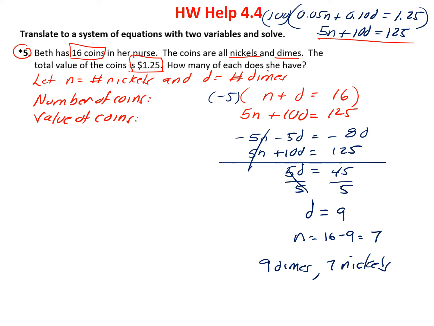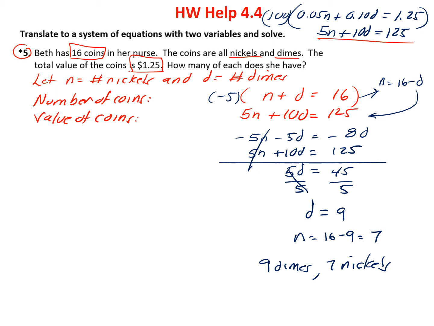Now someone may say, well, I would prefer to do substitution. Okay, well, let's do that. I could take this here, and I could say, okay, the number of nickels equals 16 minus the number of dimes. Just take this, subtract d from both sides, and now we're going to take this and substitute it in for nickels. So I come over here and write this equation.